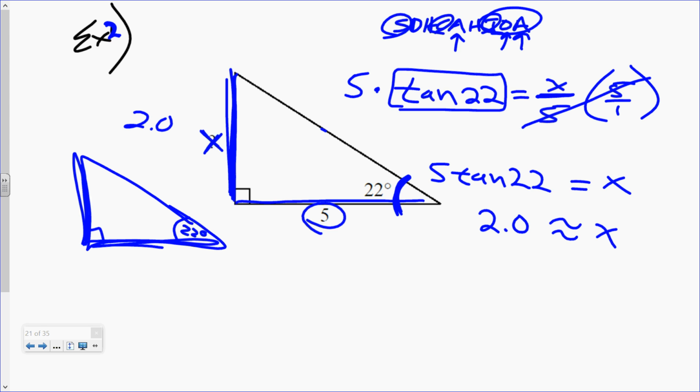And then look at the next triangle will be what? 23 degrees. Let's make it bigger and bigger. See what the ratio is of each one. You see?